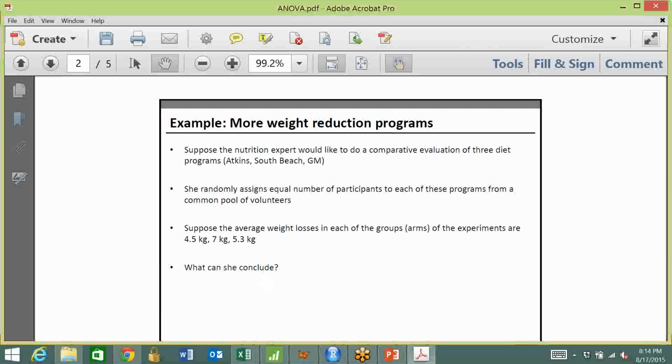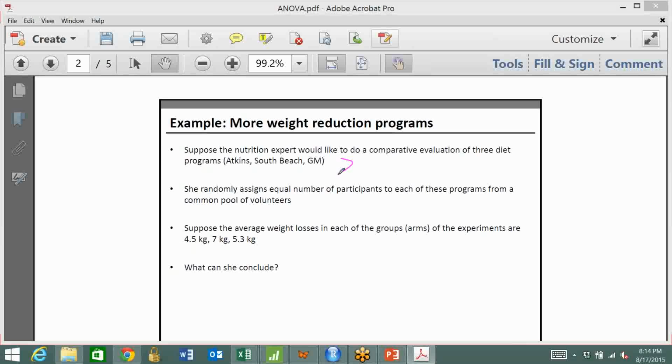Should she say that the Atkins diet program is better, or that the South Beach diet program is better, or the GM diet program? What should she actually conclude based on this data available? Here, what are you trying to do? You're trying to compare more than 2 things, right? And if you try to compare more than 2 things, then obviously we use ANOVA.